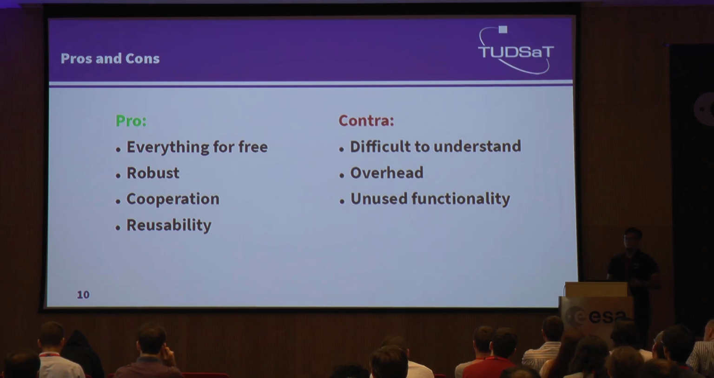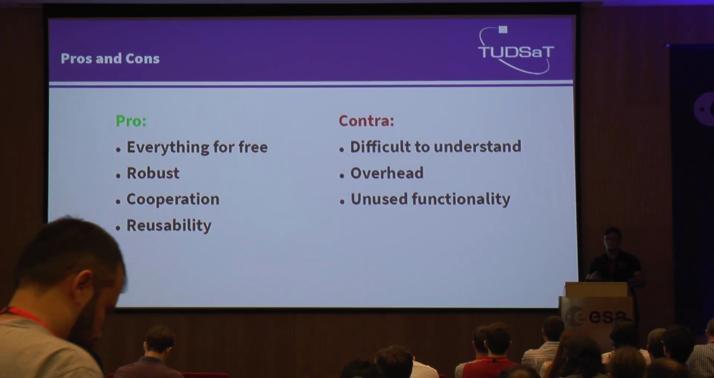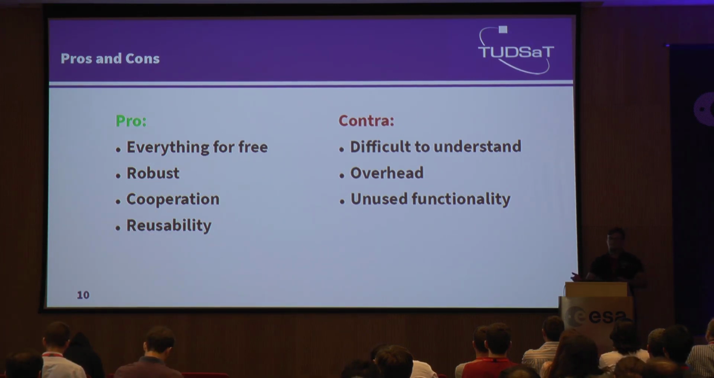So there are pros and cons. Everything is for free. The standards are robust and proven, and if you use them, it enables cooperation. It is necessary to cooperate because it's too much just for us to implement them, but it also makes it possible to work together with others and exchange code, which comes to the next point, reusability. You can use parts of your code on your ground station, on the mission control center, or even on the satellite.